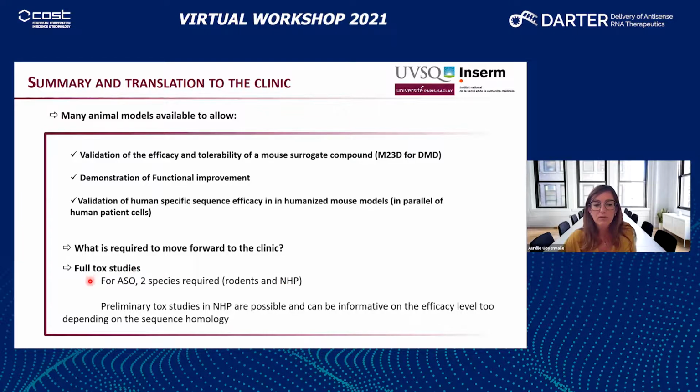It's important to remember, when you are at this stage, this is extremely expensive. So generally you partner up with a company or you get a lot of funding to do these studies. It is still possible to do preliminary tox studies in non-human primates with only a couple of animals. That would cost less, and that would help you to know the efficacy of your compound.